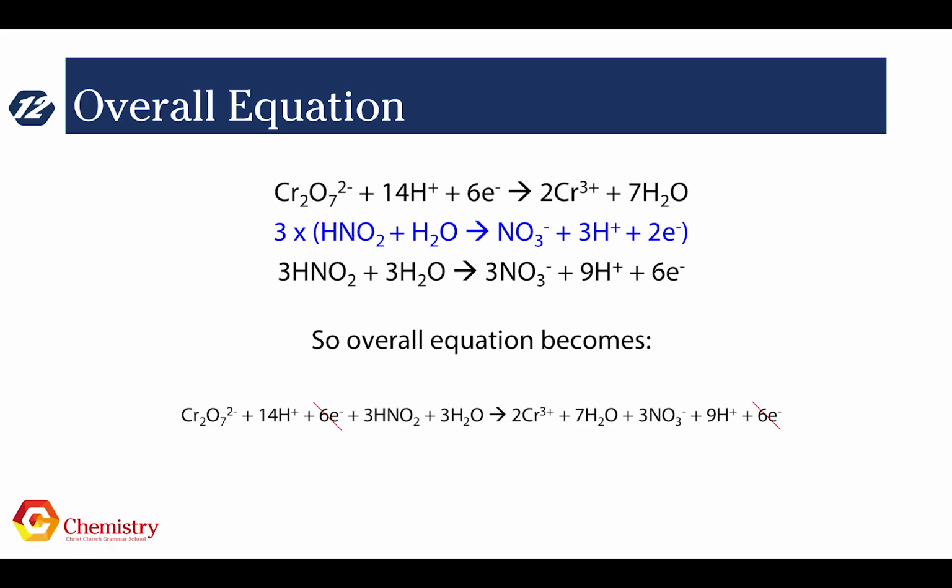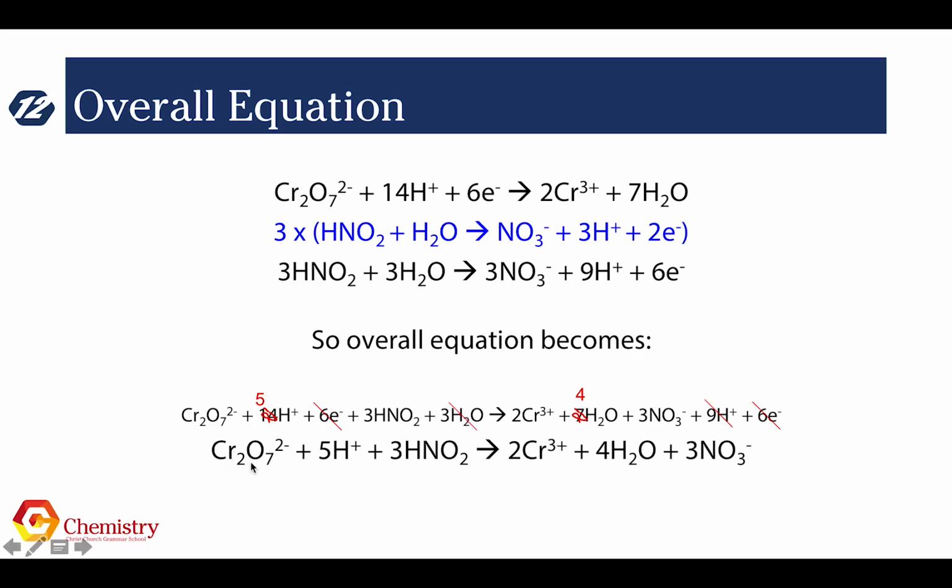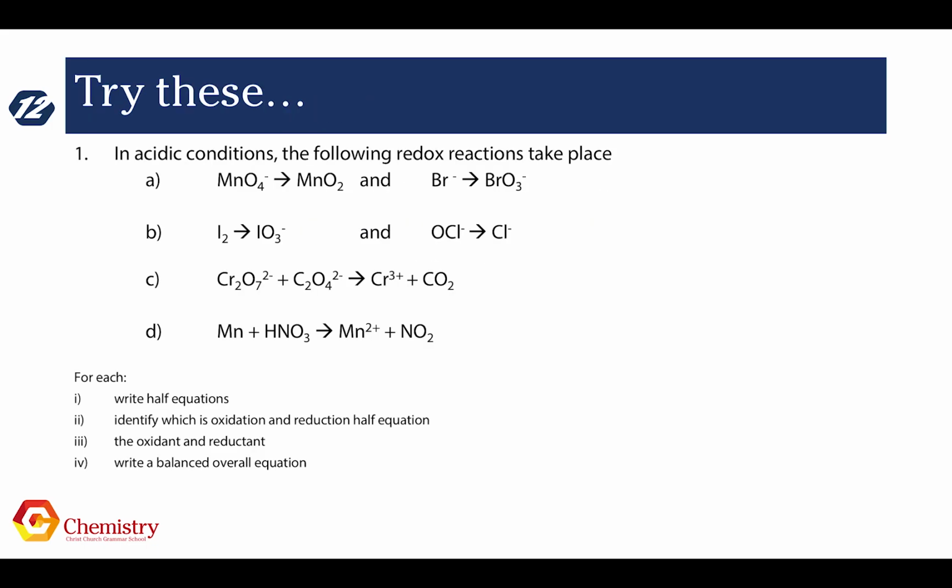If I multiply by 3, I end up with 3 nitrous acid, 3 waters, 3 nitrate ions, 9 H+, and then 6 electrons. I can then add everything together and do some cancelling. That's what I end up with. The electrons cancel, so we can get rid of those. The 7 waters, because we've got 3 waters over here, I take 3 of those away, so I end up with 4 waters on this side. I have 14H+ over here and 9 over here, so 14 take away 9, I end up with 5H+. That's everything that cancels, so I end up with this as my final overall equation.